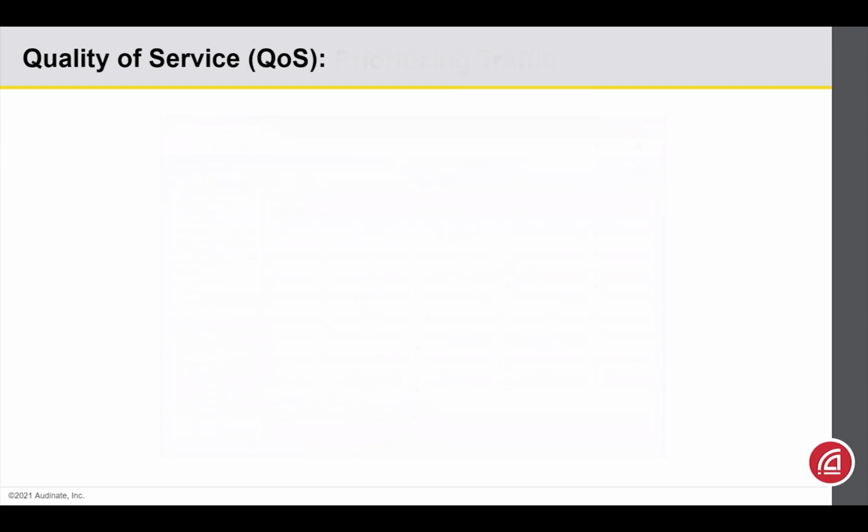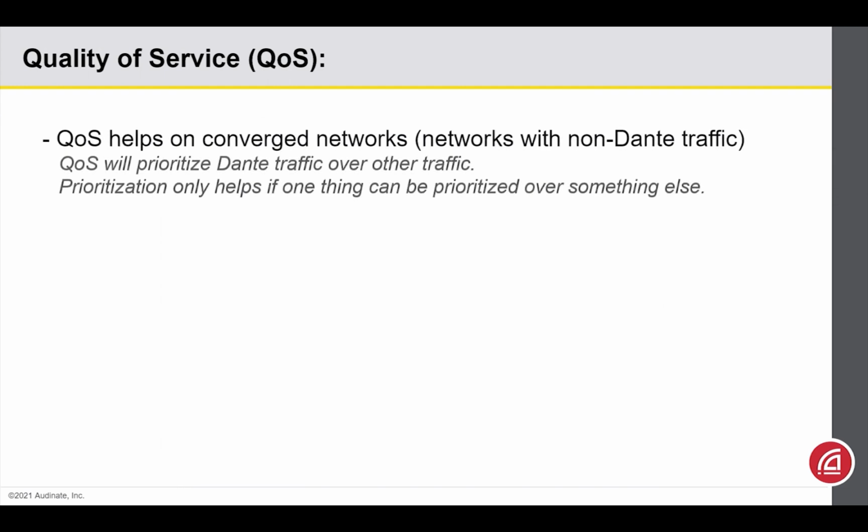So, when do we want to use quality of service? Well, there's 3 pretty good indicators. First, if Dante is on a converged network, that means the network has things other than Dante on it. That would be a good time to consider quality of service.